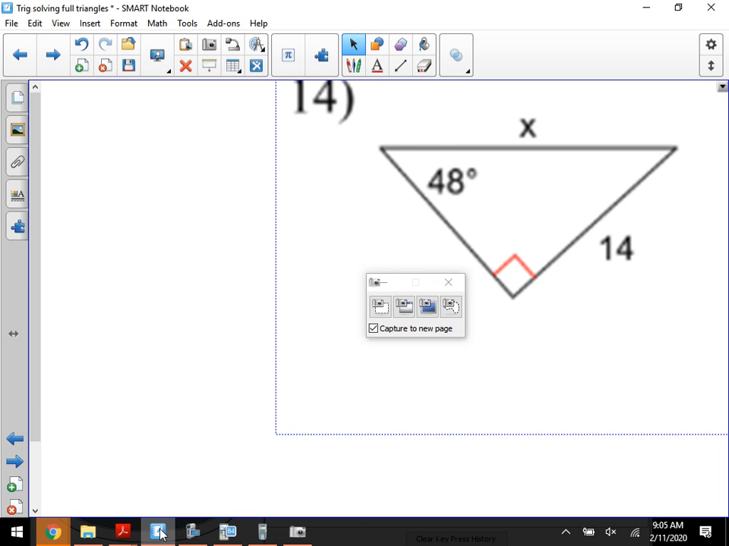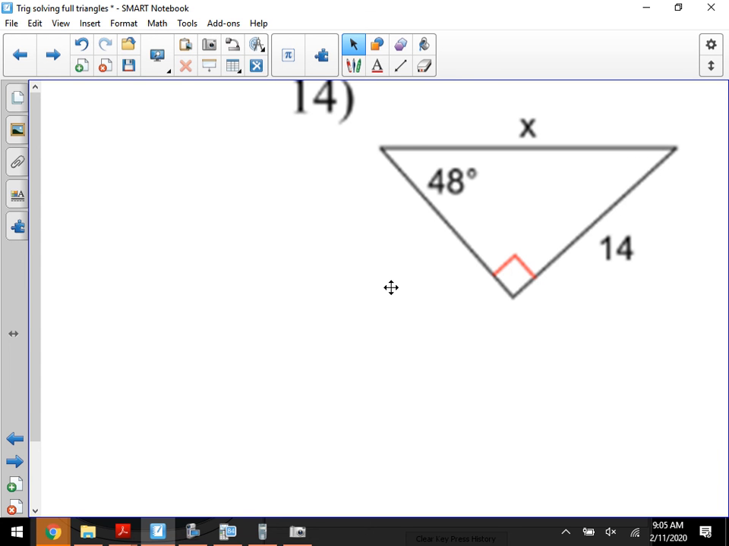So when we have one side and one angle, the first thing you're always going to do is find the missing angle. So find the third angle by 90 minus the given. Do that first, and then don't worry about it again. And then you'd use trig twice to find the sides.